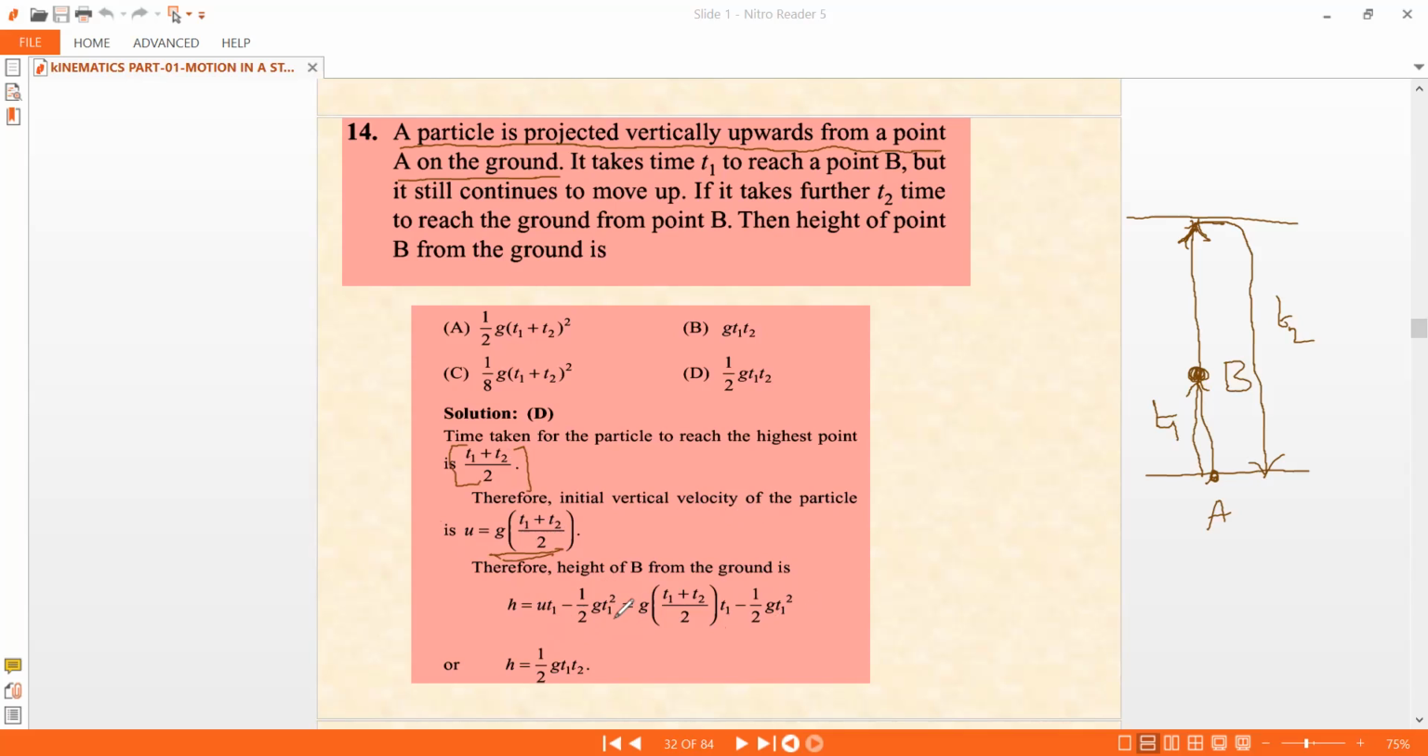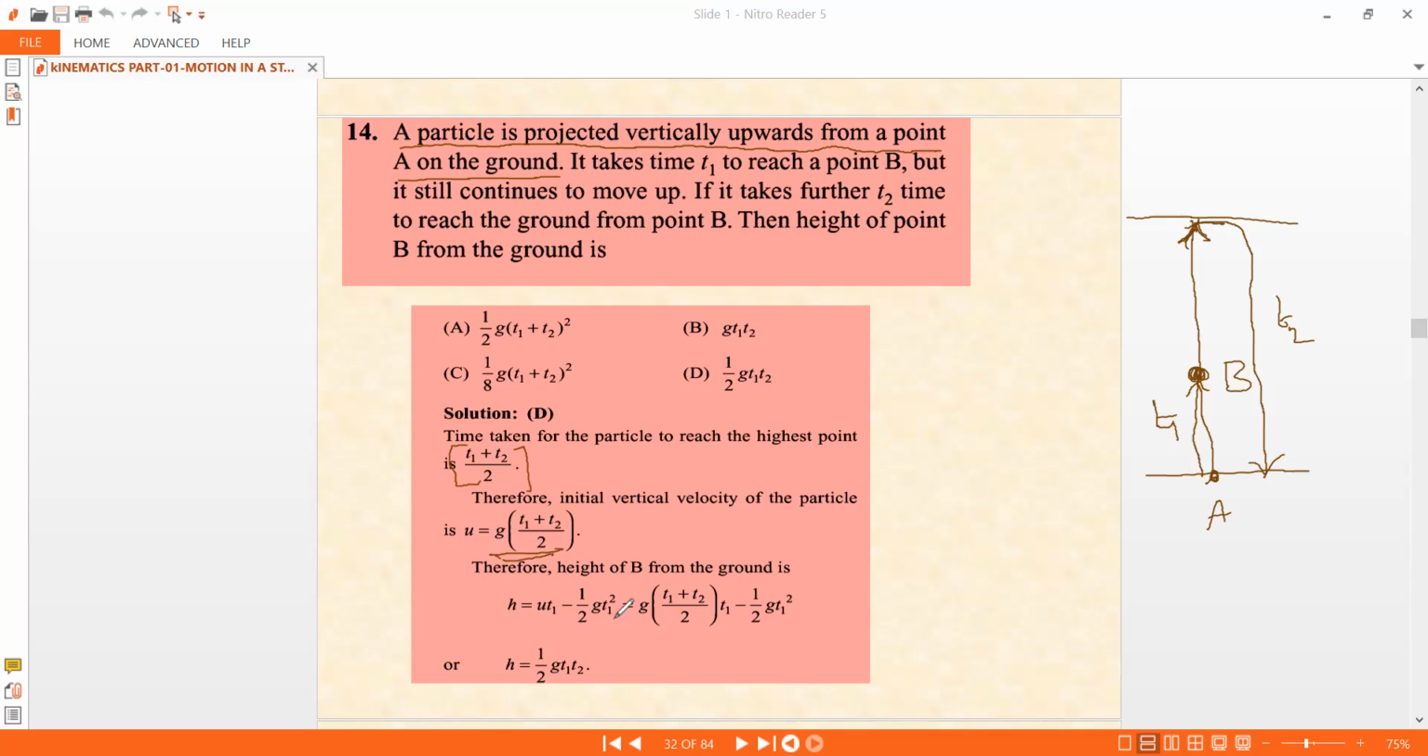There is another way of doing the same problem. We can calculate the velocity at the point B, and then we can go ahead. That is the other way of doing it. And now, the time relation: how do I get (t1 + t2)/2? That also I'm going to explain.